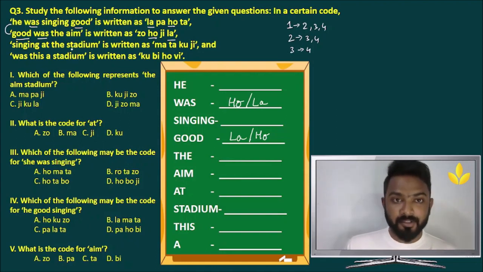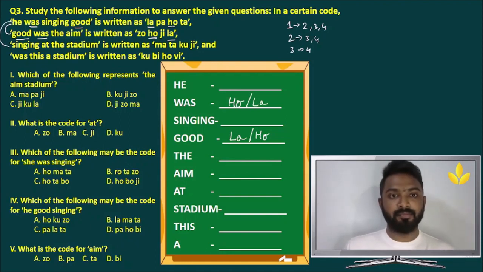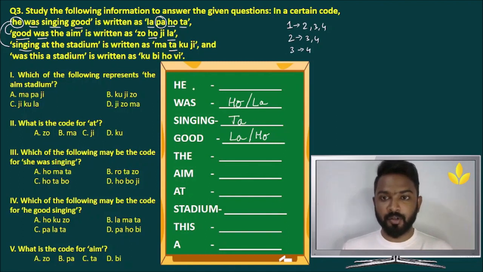Alright, after that, let's compare 1 and 3. He was singing good, singing at the stadium. Singing is common. Which code is common? Ta is common. So singing is definitely ta. And whatever is left out in the first one, that stands for he, because he is the only one which is unaccounted for. Pa is the only one which is unaccounted for. So he is definitely pa.